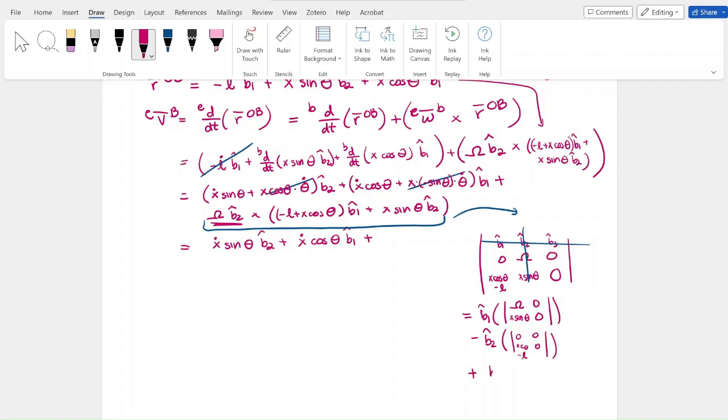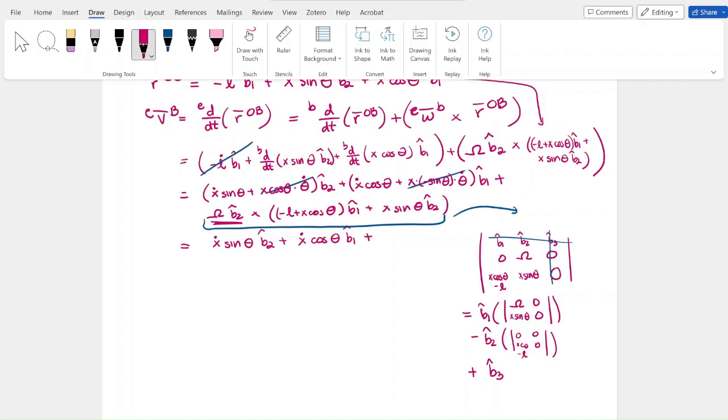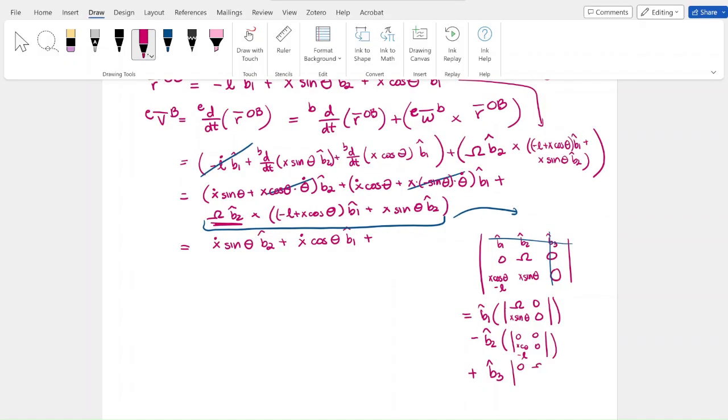And then finally you have plus B3 hat times, let's delete the column and row again. You delete the column that B3 is in and the row that B3 is in, and you're left with 0, omega, X cosine theta minus L, and X sine theta. And then let's simplify this. The way you simplify a determinant is if you have, say, a, b, c, d, the determinant of that is going to be a d minus b c.